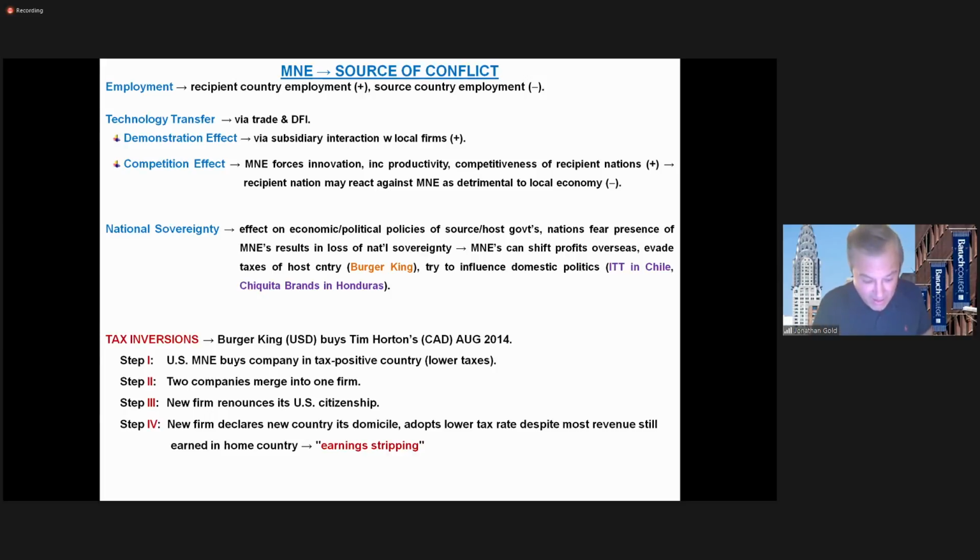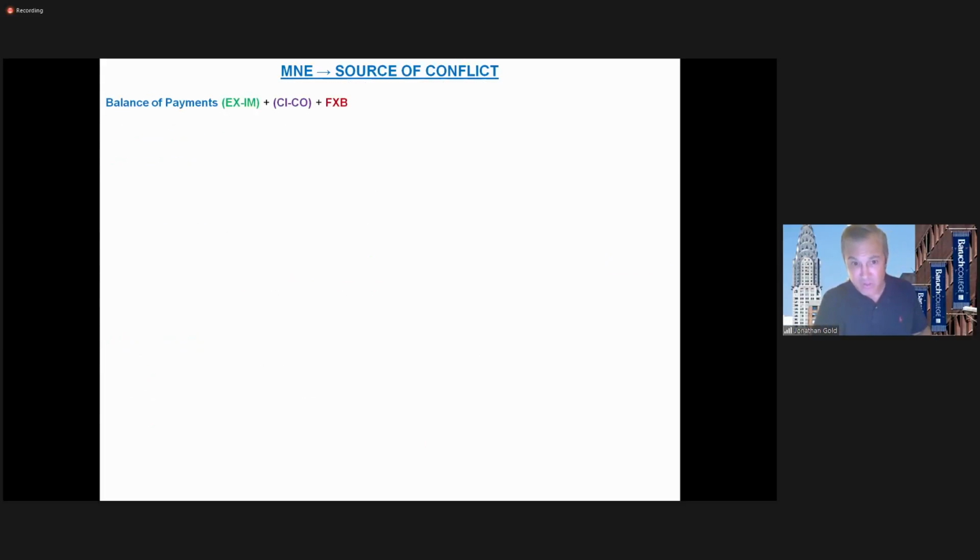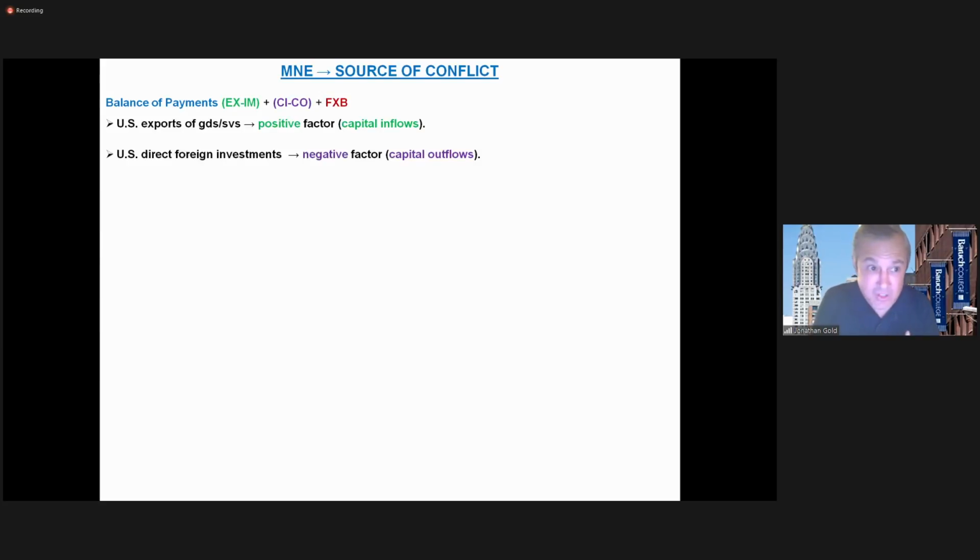So we talk about sources of conflict with multinationals. Well, of course, with balance of payments. We have the current account, exports minus imports, plus the capital account, capital inflows minus outflows, plus foreign exchange balances. We know that the export of goods and services is a positive factor because it represents capital inflows. We know that direct foreign investment is a negative factor because it represents money leaving the country, leaving the US, or leaving Israel or China or whatever the country may be.